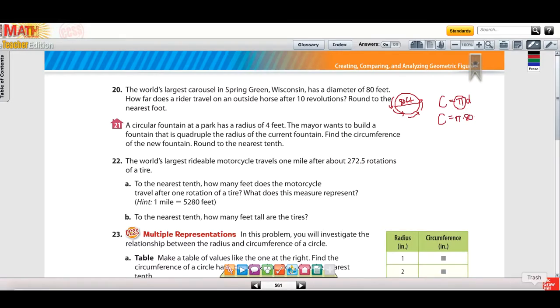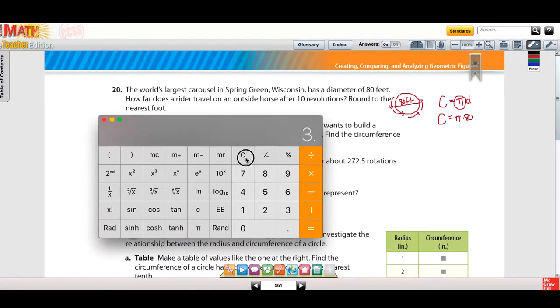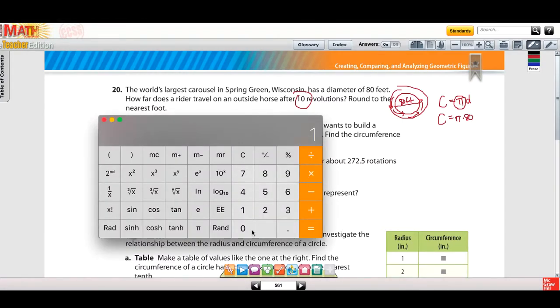And if I pull up my calculator, then I will type in not 3.14. I'm not going to use that as my estimation here. I'm going to just type in pi times diameter, which is 80. And then I get this answer, but I'm also going to multiply that by 10, because there are 10 revolutions, 10 times around the carousel. So while that's in there, I'm going to multiply that by 10. It's just by simply moving the decimal over. I see that that's 2,513 feet, because it does say to round to the nearest foot.